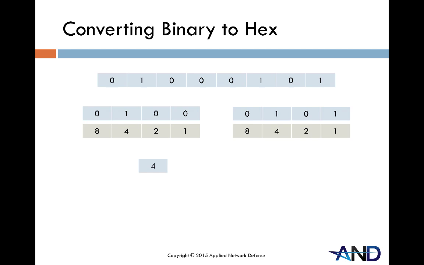Now on the right-hand side of the screen, we have 0, 1, 0, 1. That's the lower order nibble. So we have a 1 in the 4 position and a 1 in the 1 position.